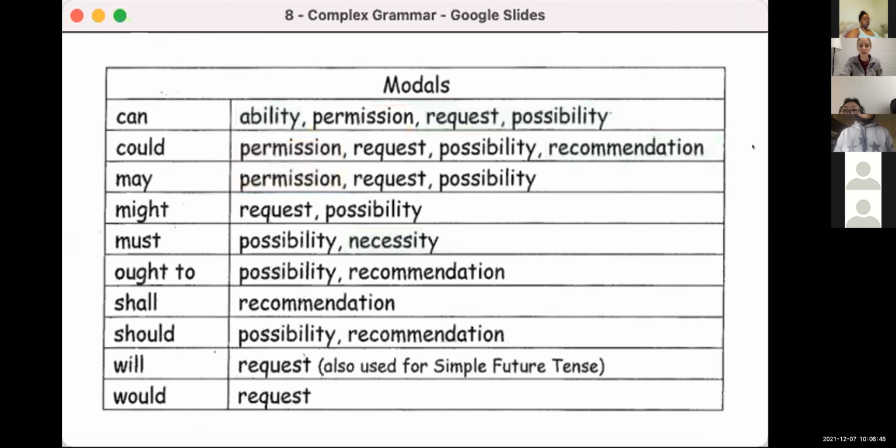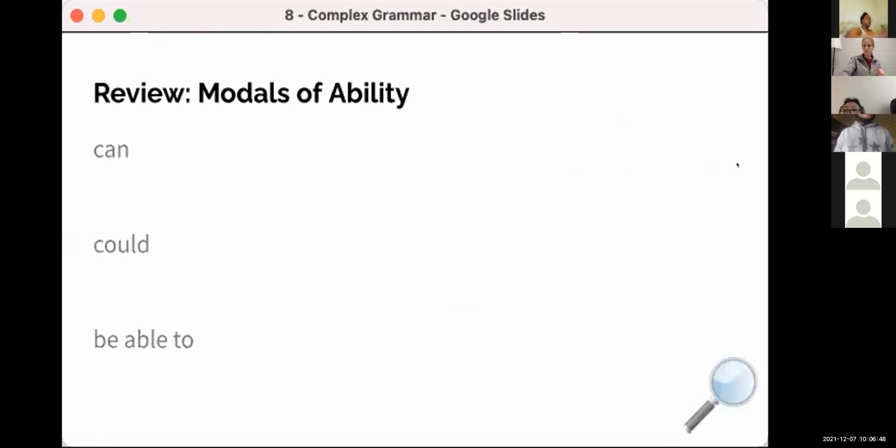So last week, we learned some different modals and we started with modals of ability. Can, could, and be able to. Can and be able to, we can use in the present or future tense. We use could for past ability. We can also use be able to for past ability.